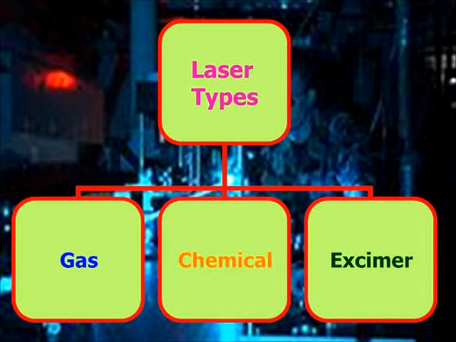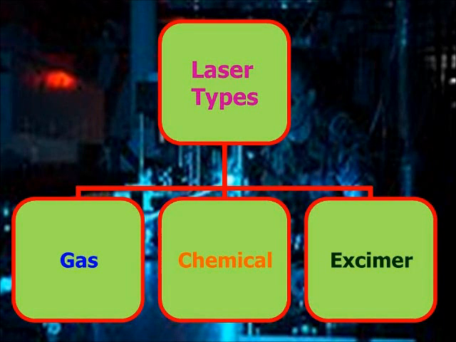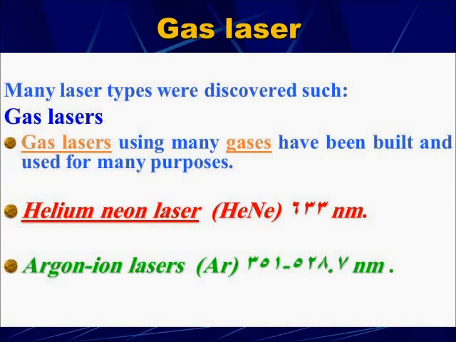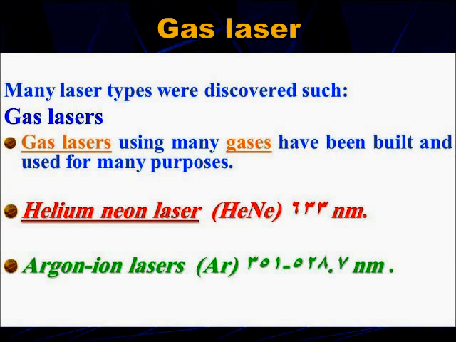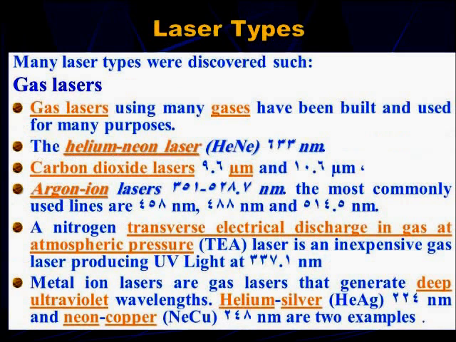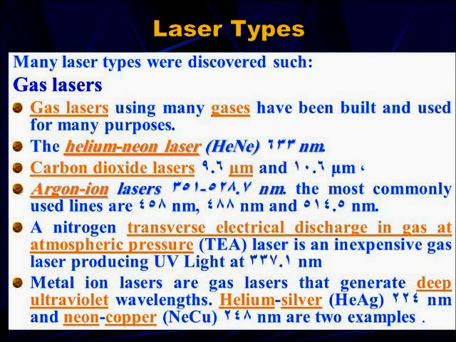The laser types: we have many types of laser, such as gas laser, chemical laser, and excimer laser. For the gas laser, many laser types were discovered using many gases. I think it mainly comes from the noble gases, such as helium, argon, krypton and xenon.